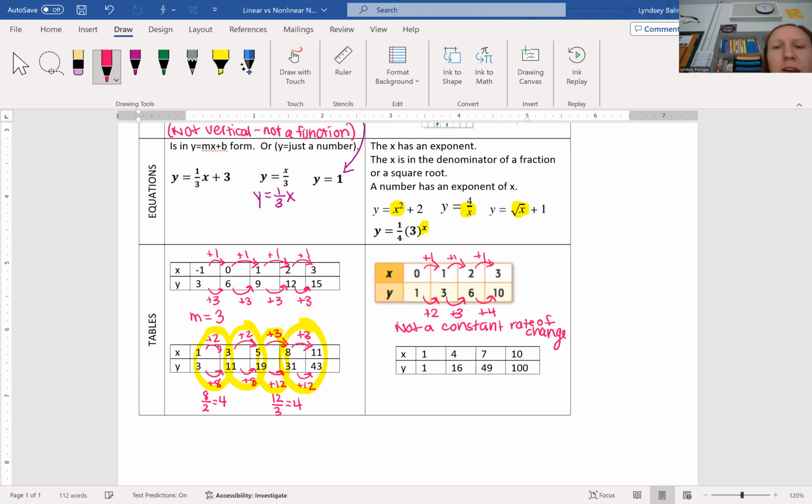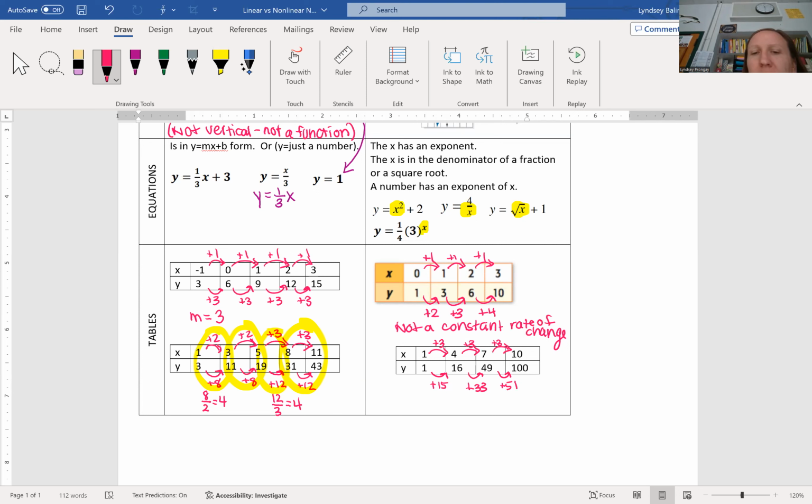Okay, and then for this last one, 1 to 4 goes up 3, and then up 3, and then up 3. So not going up by 1, but at least it's still changed. The x's are still changing at a constant rate, so that's nice. But our y's are up 15, and then, oh boy, up 33. Took me a second there, up 33, and then up 51.